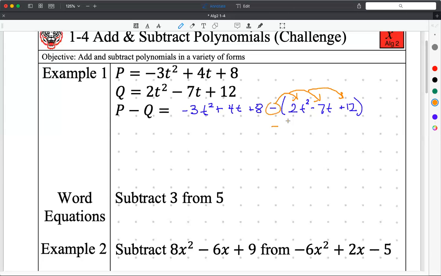Go ahead. Okay. Negative 2t squared plus 7t minus 12. Perfect. Thank you. And I think I'm going to turn it over to someone else to do the final answer. There's 3t squared plus 4t plus 8.